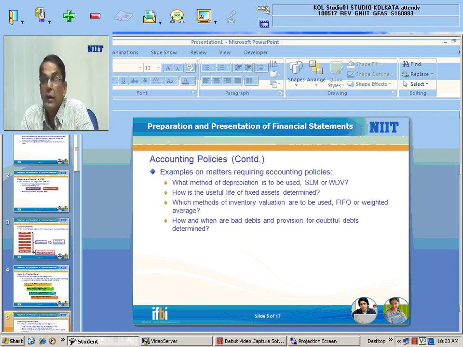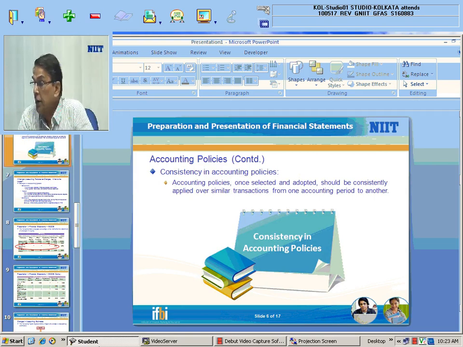This is only a very illustrative list. This is not an exhaustive list. I am not covering everything where selection and application of accounting policies are required. I am just giving you a few examples. But one thing is very important. Once an accounting policy is selected and adopted by the organization, by the reporting entity, it should be consistently applied over similar transactions from one accounting period to another.